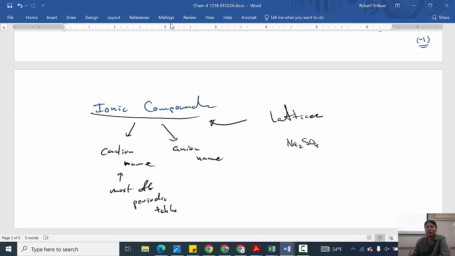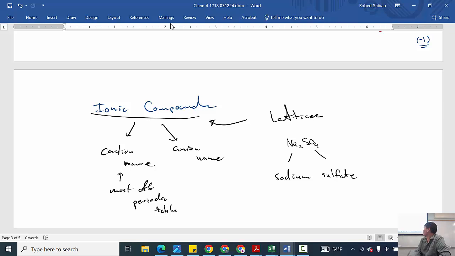How would we name Na2SO4? Well, the way we name it is we name the cation first. What is the cation? Sodium, or sodium ion. And then we name the anion. What's the anion? Sulfate. And so this is called sodium sulfate.